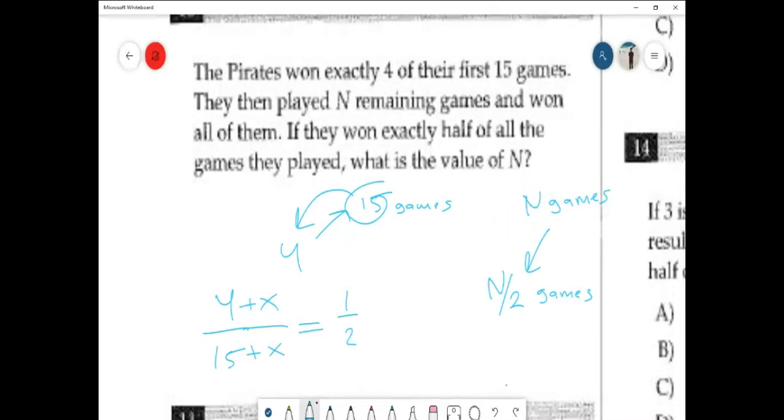Teacher, what is the meaning of x? The number of games played after 15 games, until n. What about 4 plus x, teacher? The same meaning? The number of games won after. Okay, teacher. Is that clear? Did you understand? Is there any problem? Anyone else?